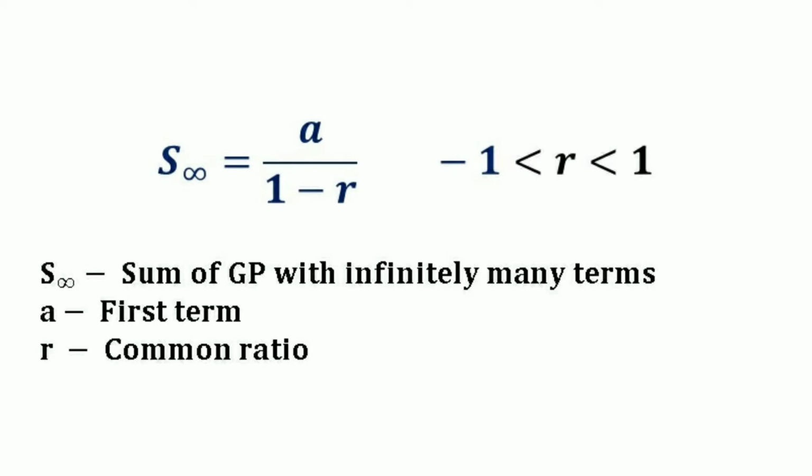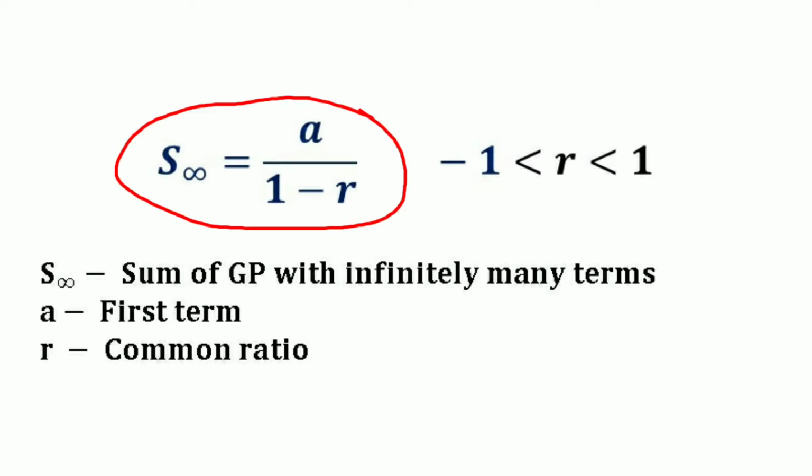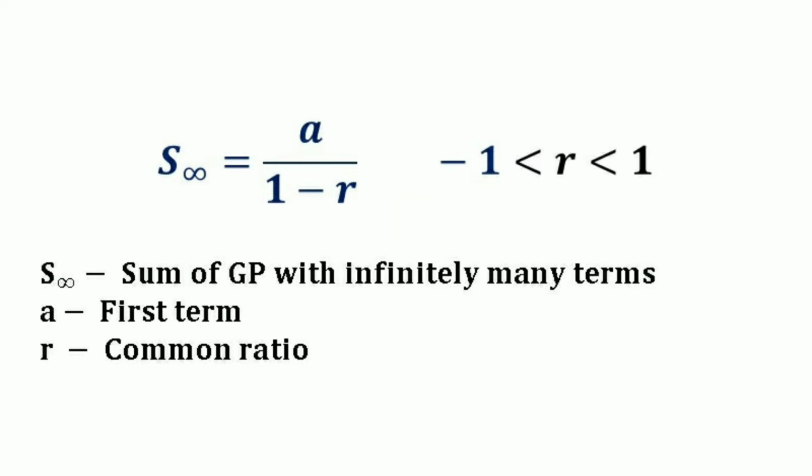Therefore, the formula for finding the sum of an infinite geometric series is equal to the first term divided by 1 minus the common ratio. That is, the sum of a geometric progression with infinitely many terms is equal to a divided by 1 minus r, where r lies between -1 and +1.